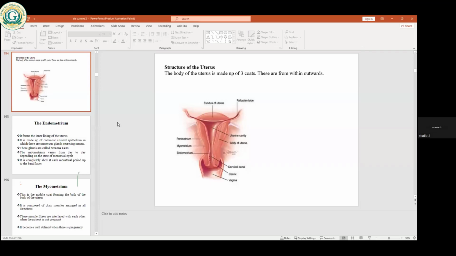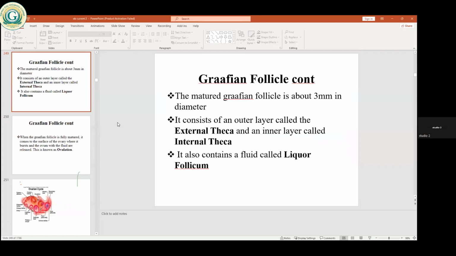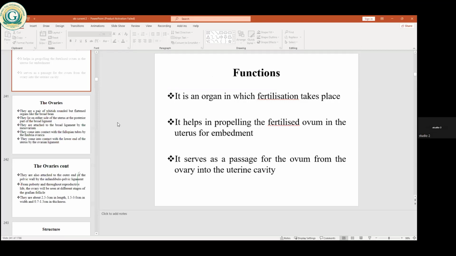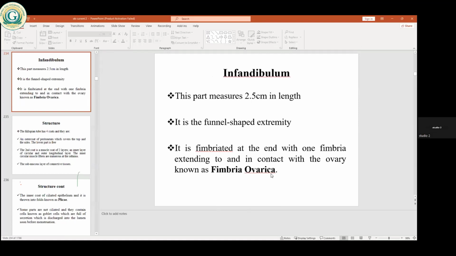It touches the ovary, and that is the place. The fallopian tubes, the infundibulum. That is called the ovary. The fimbriae ovarica is the one which picks the egg from the ovary and puts it inside the fallopian tube so that fertilization can take place.